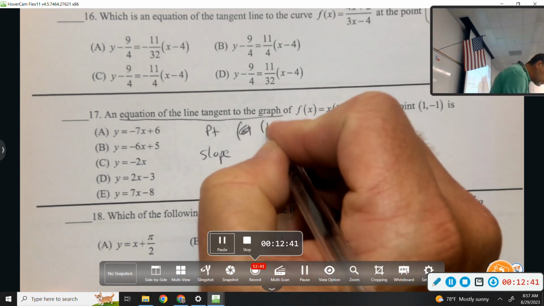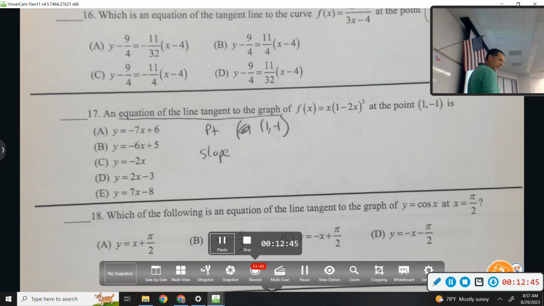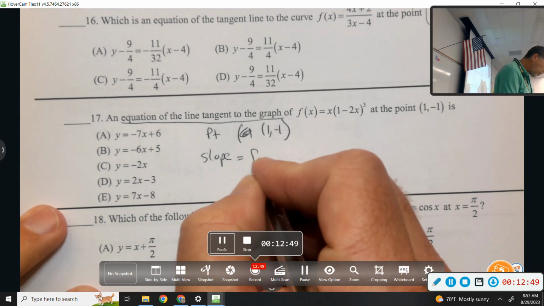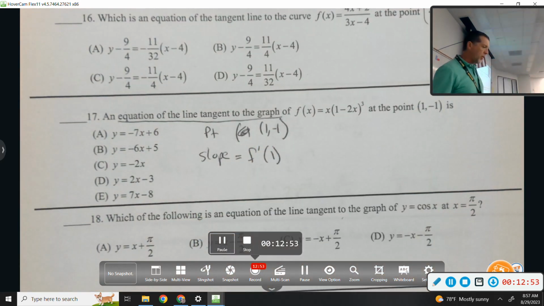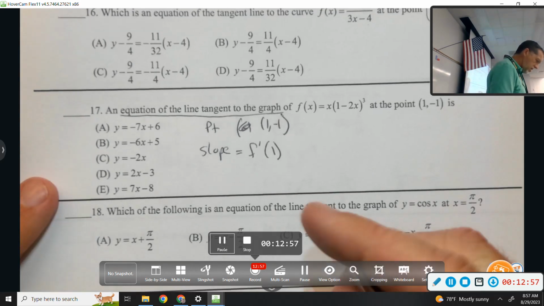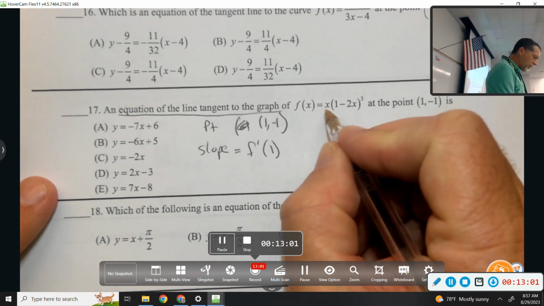Equation of the line tangent to the graph at the point. So they give me the point. That's nice. I need the slope, which means I need a derivative at that point, and then I can put it all together to get the equation of the line. What's it going to take to get the derivative of this thing, though?